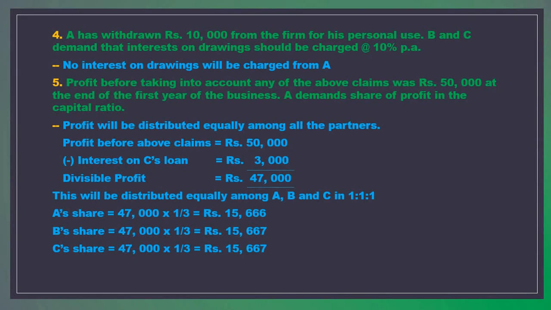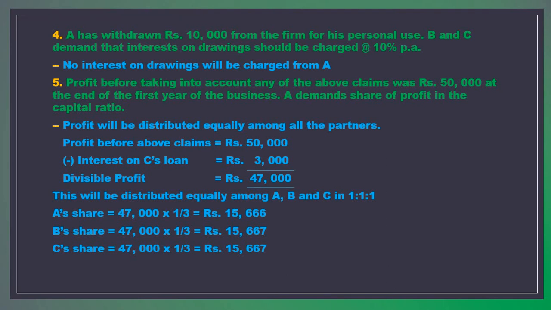Fourth, A has withdrawn Rs 10,000 from the firm for his personal use. B and C demand that interest on drawings should be charged at the rate of 10% per annum. Here, B and C are not correct, as there exists no partnership deed. No interest on drawings is charged from the partners. So, no interest will be charged from A on his drawings.